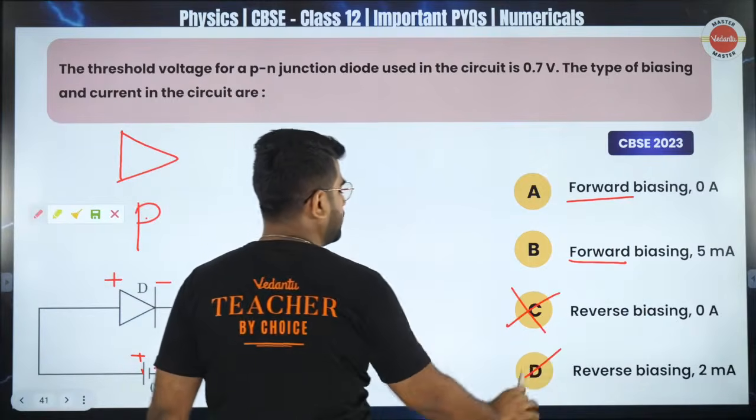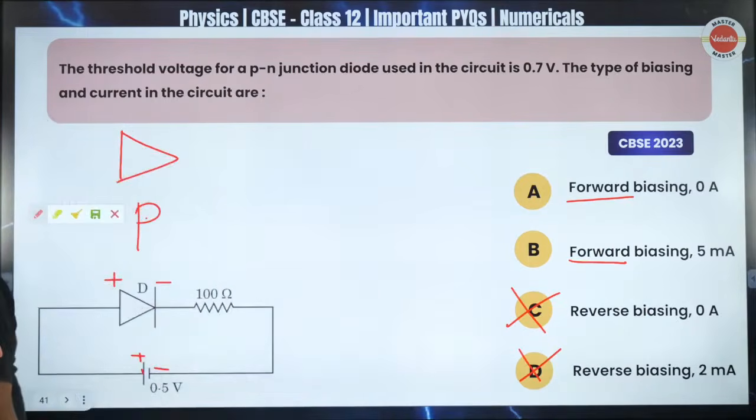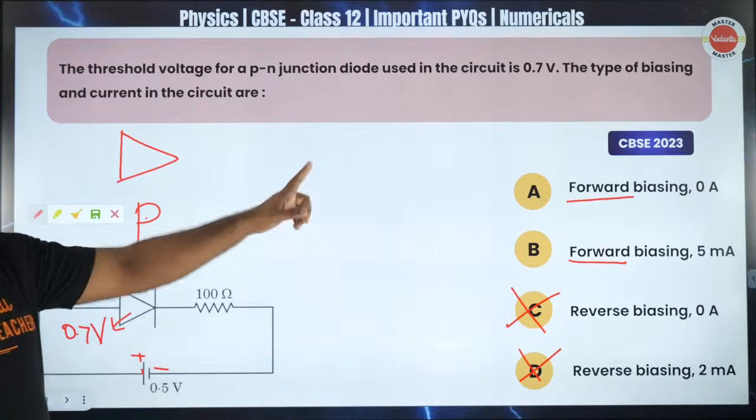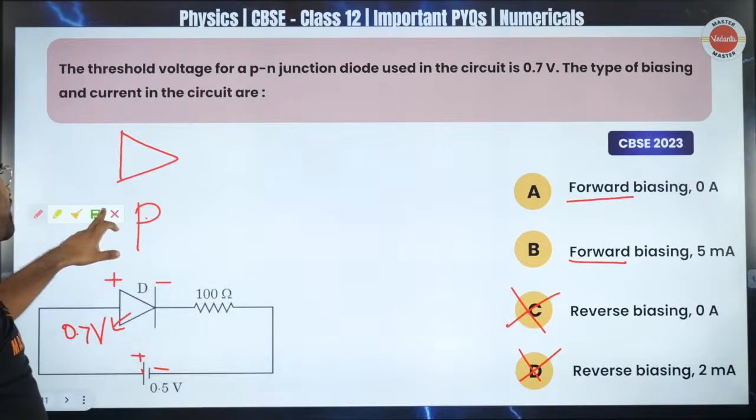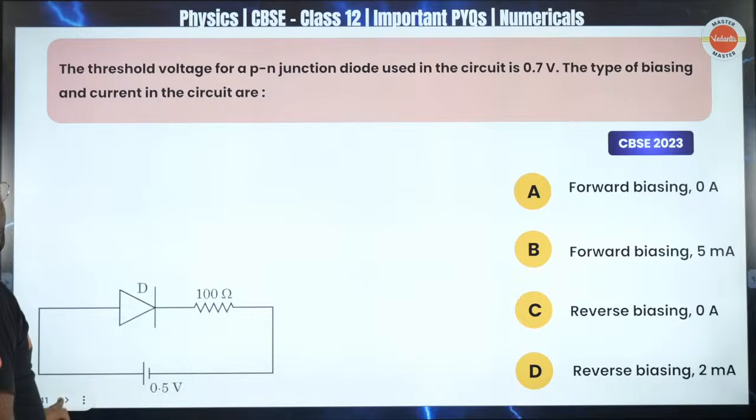It is not reverse. Now, why is it 0? Because the threshold voltage is 0.7 volt, but we only have 0.5. So that is why the answer is 0 ampere. I hope all of you are clear. Now let's move forward to the next question.